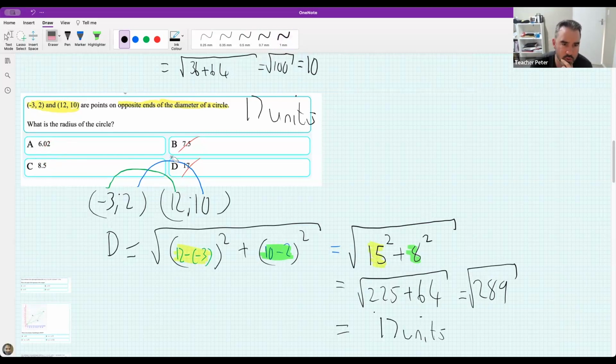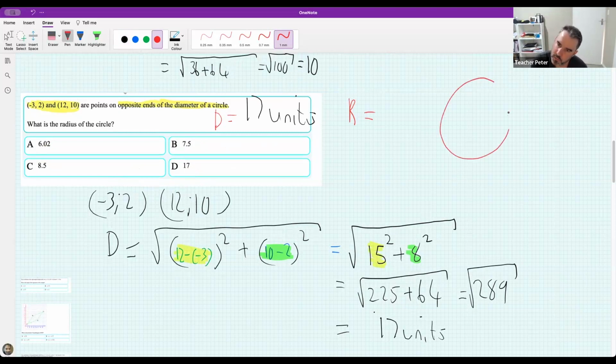Now, I'm ready to answer this question. If you know that the diameter is 17 units, how big is the radius? So how big is the radius, and which option would correspond to the radius in this question? Can you remember the relationship between the diameter and the radius?